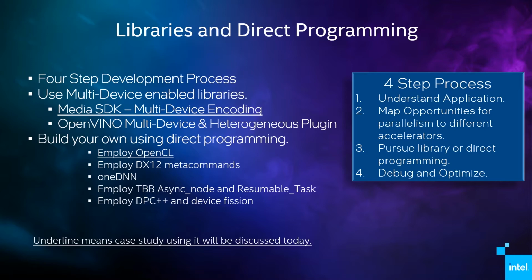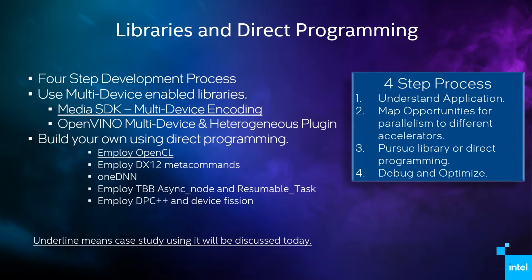The first one is taking advantage of multi-device enabled libraries. And for that, Intel has 2 different ways that you can take advantage of it. One is if your application is media focused, then you can take advantage of the Media SDK, and there is a multi-device encoding plugin. The second is if you're doing inference and you're using OpenVINO, you can take advantage of the multi-device and heterogeneous plugin. So those are the 2 routes if you want to use a library where much of the work of taking advantage of Deep Link technology is done for you somewhat automatically. And that's what I call a library-based approach.